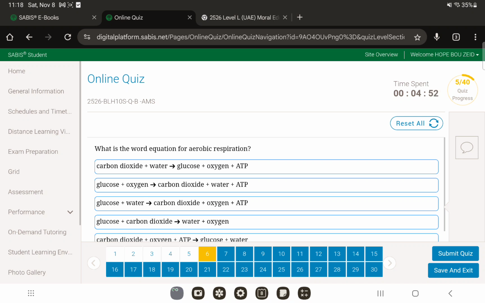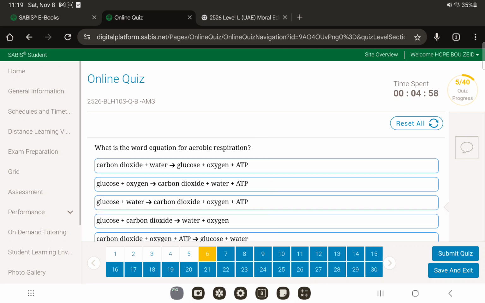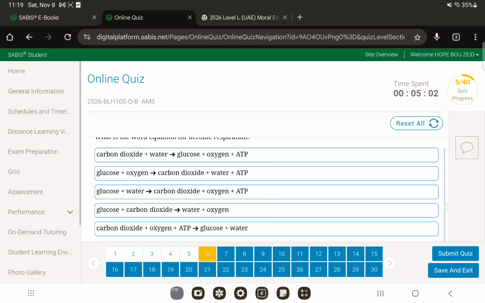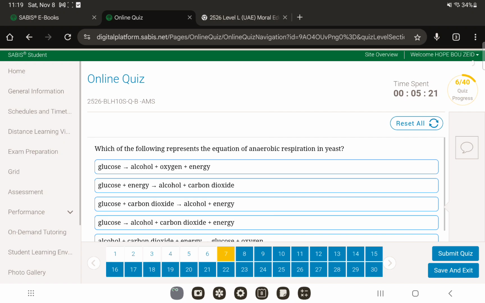What is the word equation for aerobic respiration? Okay, so aerobic has oxygen while anaerobic does not. So both of them start with glucose. So that might be one way you can remember the equation. So glucose plus oxygen, this one. And it gives us carbon dioxide and water and ATP, always.